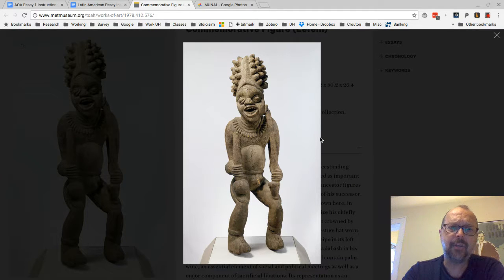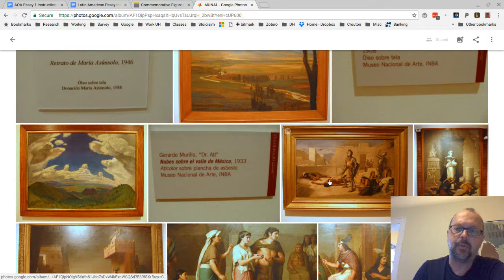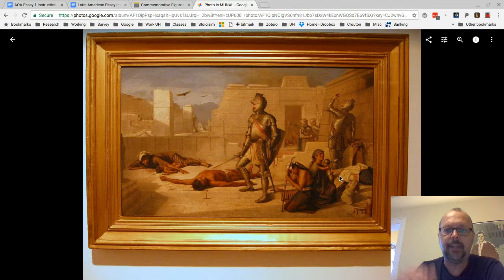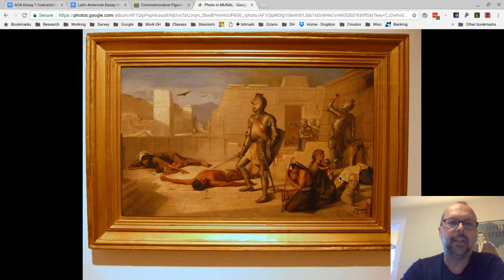Now, the second thing that they're going to do is a formal analysis. And with the formal analysis, with this Lefebvre figure, let's go to something that is probably much more probable in Latin America. Let's say here is a 19th century history painting. Again, they'll list the artist and title and date and so on that they find in the label or in the catalog that they're getting this from. But that's kind of rote.